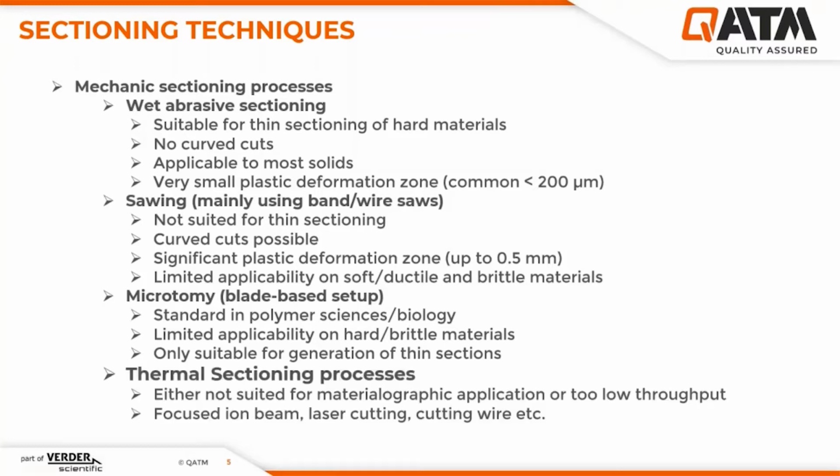On the other hand, there are also thermal sectioning processes used in material sciences. However, in the context of materialography, these are either not suited for the materialographic application, since the true structure is altered, or they have a too low throughput for the application in an industrial laboratory. To name a few techniques, we observe the use of focused ion beams, of laser cutting, as well as cutting wires in certain niche applications.